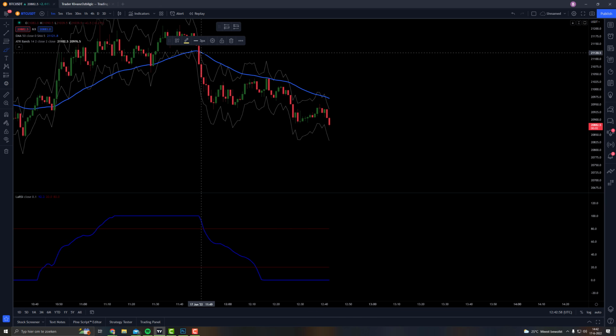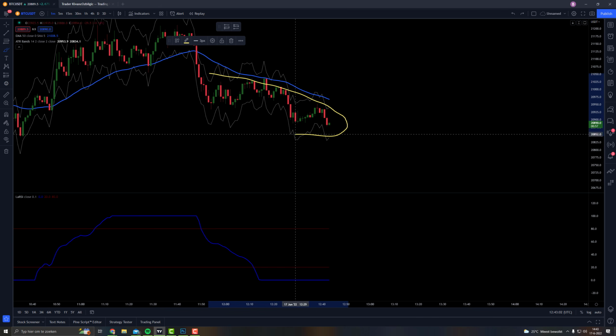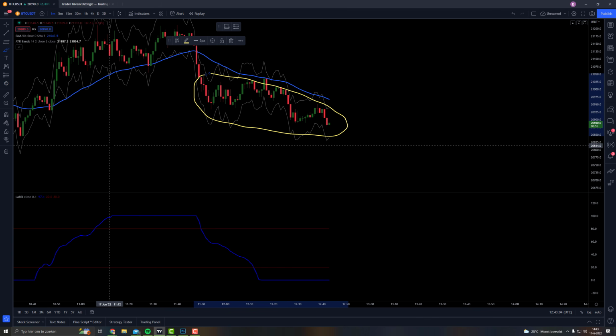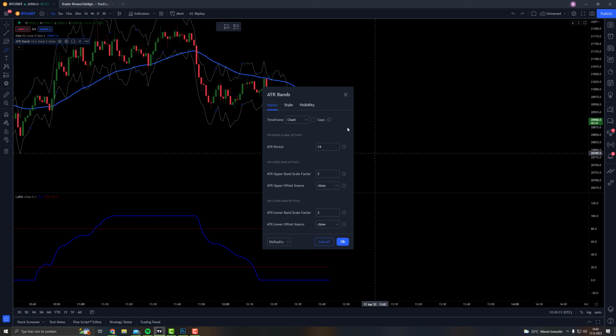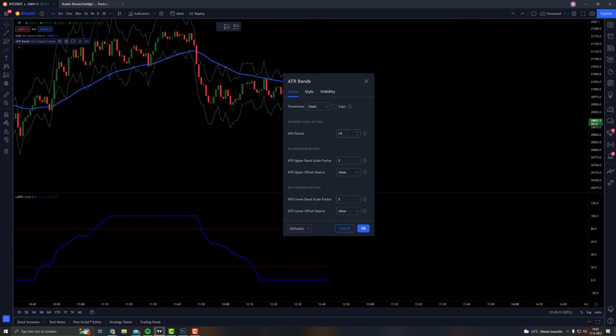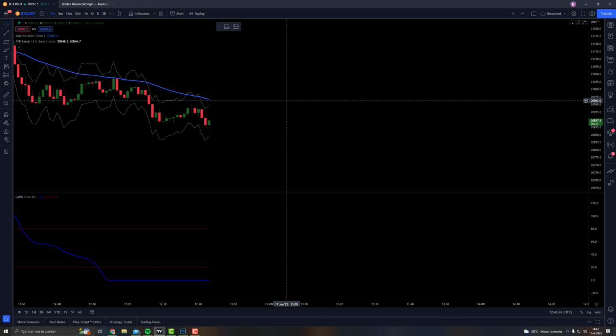So the price is underneath the 50 EMA there. So we are currently in a downtrend. So we are only looking for short positions. That's purely what we are using the EMA for. And the ATR bands, it should be on 14 for the period, and the multiplier, or the factor, should be on 2 for both the lower and the upper band. And the ATR is purely for our stop loss.